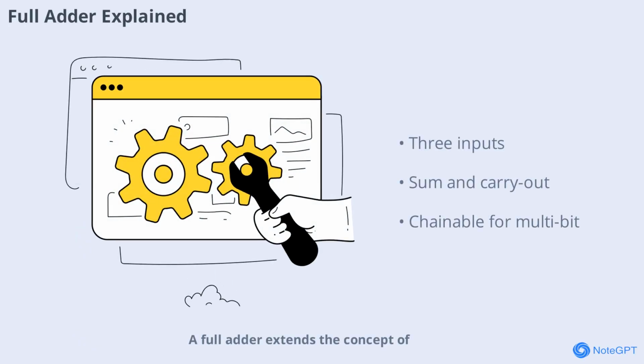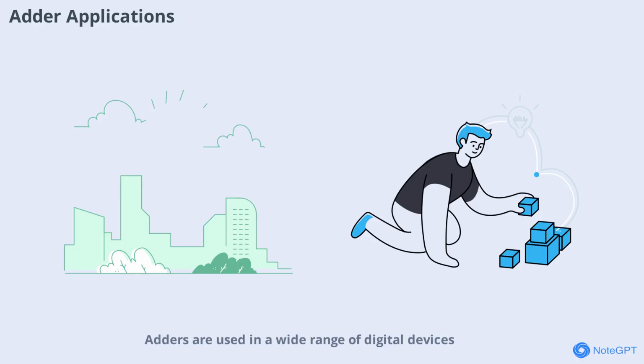A full adder extends the concept of the half adder by including a carry-in input. This allows it to add 3 single-bit numbers, 2 inputs, and a carry from a previous stage. The full adder outputs a sum and a carry-out, making it possible to chain multiple full adders together for multi-bit addition.